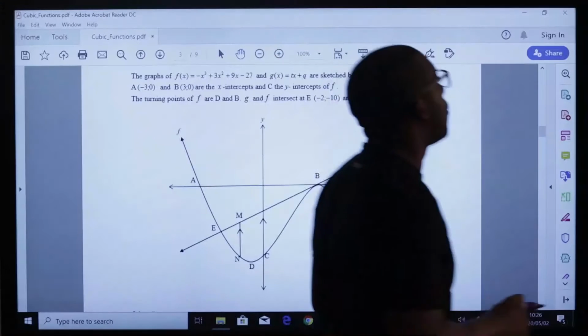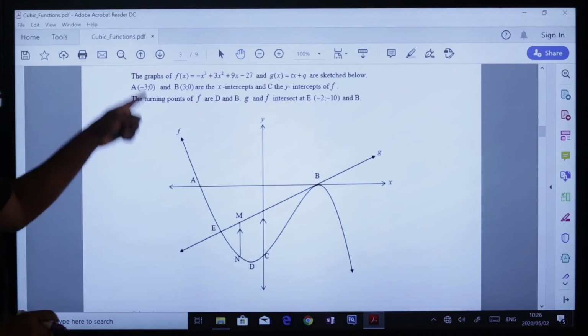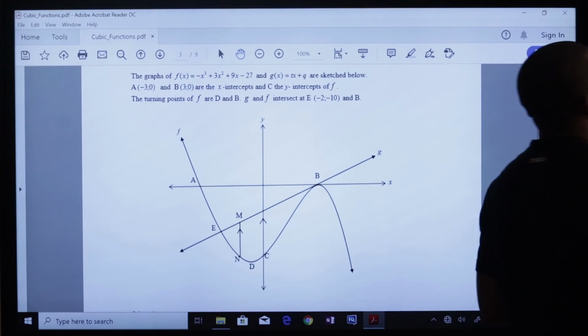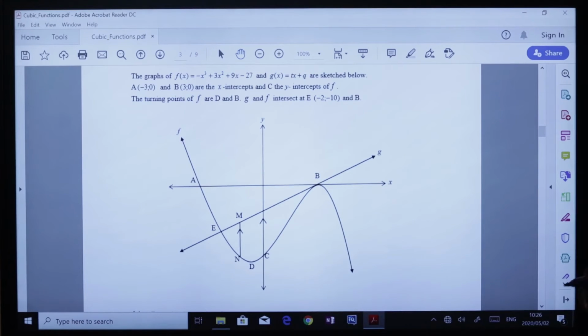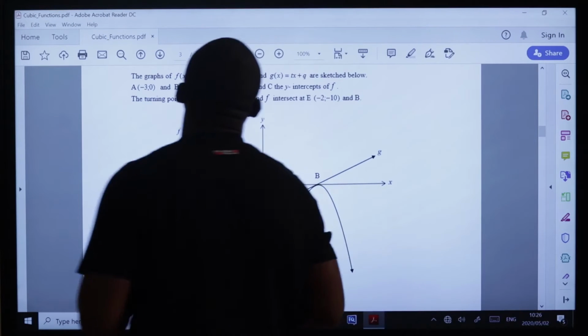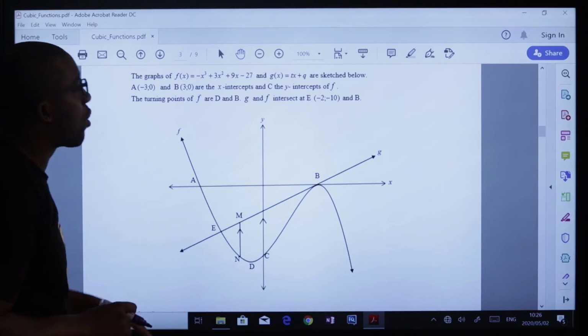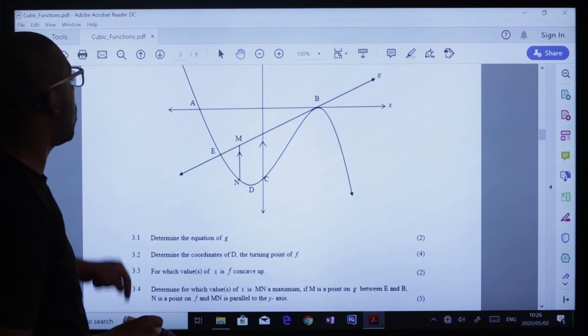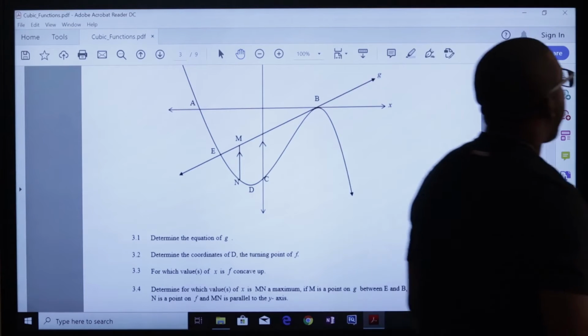Because a is negative, we anticipate that the graph will have a decreasing shape. That is true. And because the standard form of the equation has a constant of minus 27, that means the coordinates of C are (0, 27). Determine the equation of g.